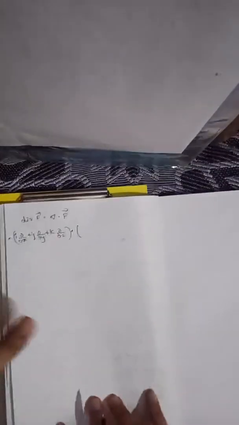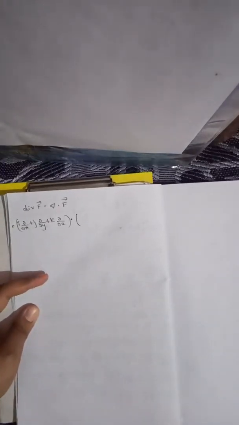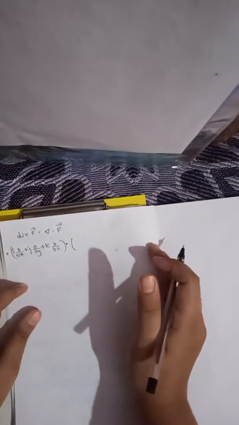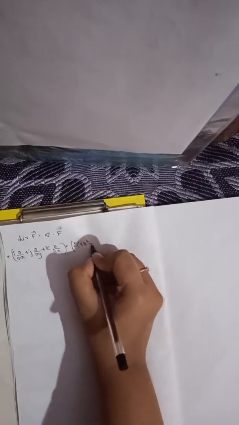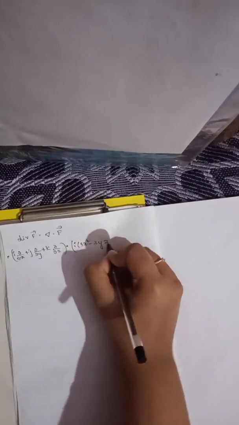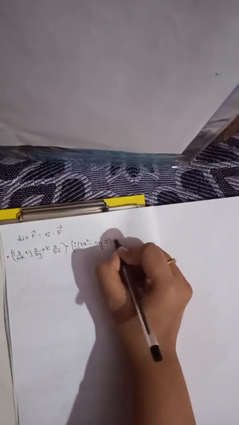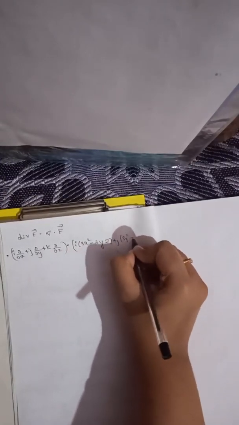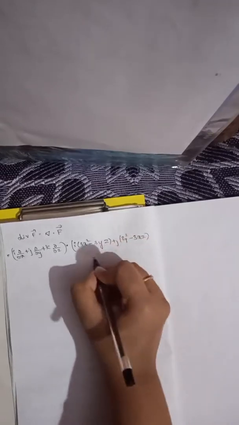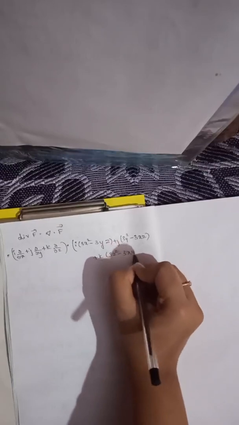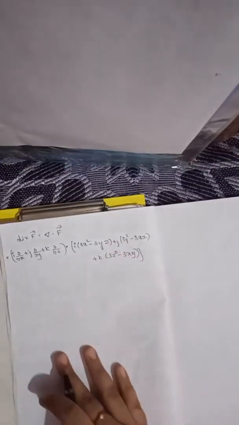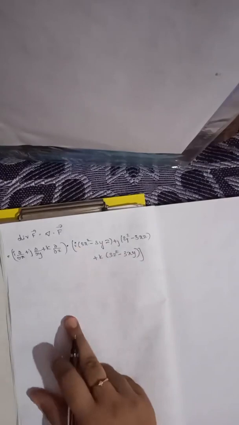Okay, the f vector is, wait a minute. Okay, so the f vector we had got is i into 3x square minus 3yz, plus j into 3y square minus 3xz, plus k into 3z square minus 3xy. So this is nothing but your f vector, whatever we had got.